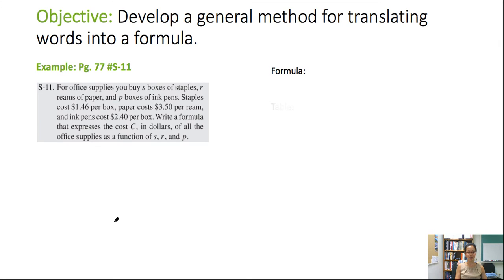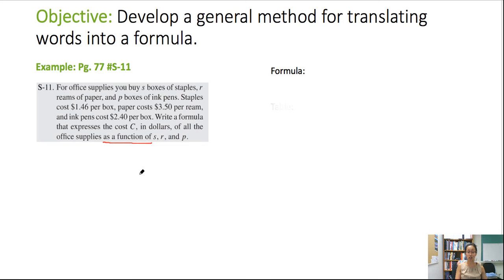When we're purchasing office supplies, we tend to buy boxes of staples, which we'll call S, reams of paper, which we'll call R, and boxes of ink pens, which we'll call P. Now we're also told that staples cost $1.46 per box, a ream of paper costs $3.50 per ream, and ink pens cost $2.40 per box. So we want to write a formula to express the cost of buying these office supplies as a function of S, R, and P. So remember what we said about that phrase, as a function of.